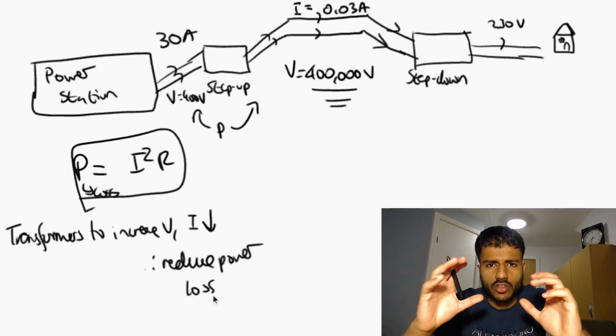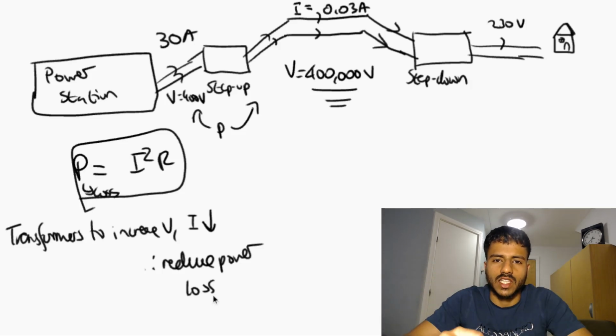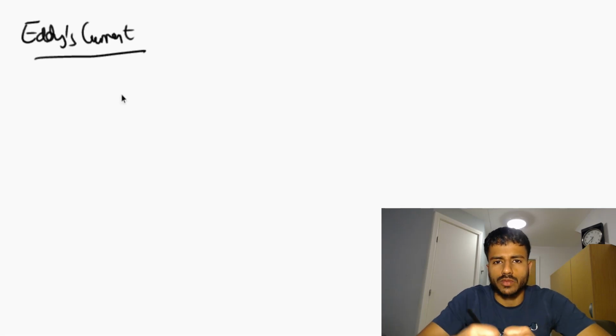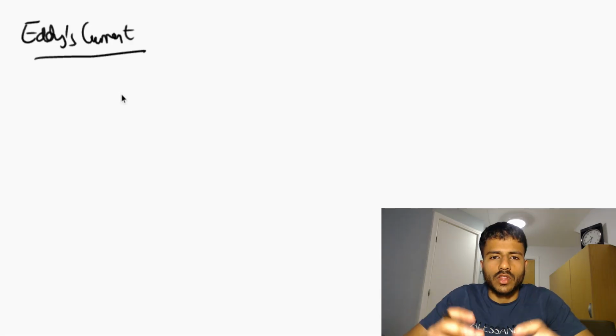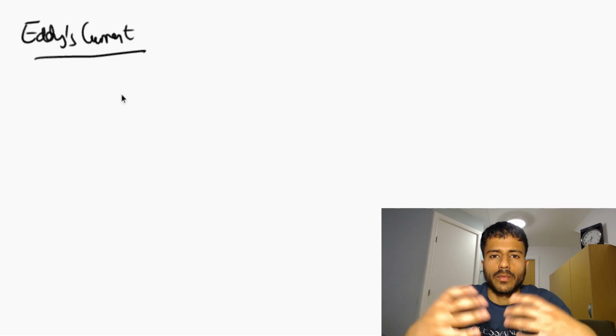Now, we've so far assumed transformers to be 100% efficient, but in reality they aren't. So let's look at some of the reasons as to why they're not. The first cause of transformers' inefficiencies is something called eddy currents. Now we know that currents induce magnetic fields and that magnetic fields induce currents as well, because we know that a change in flux linkage induces an EMF which therefore produces a current.